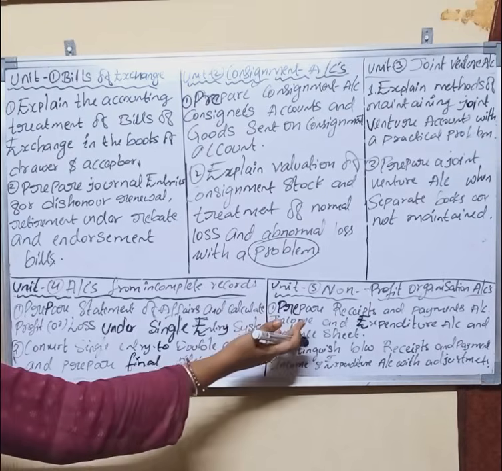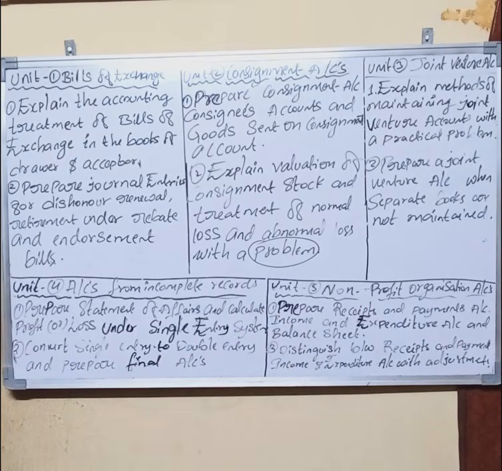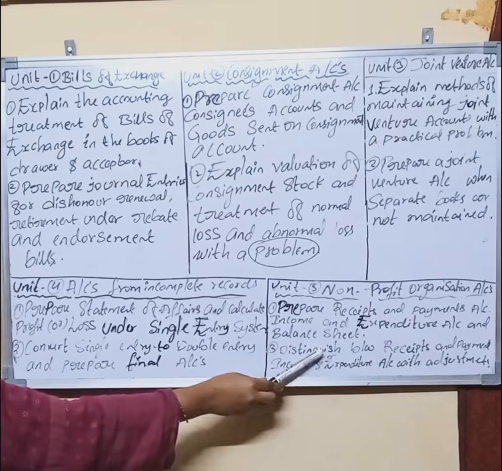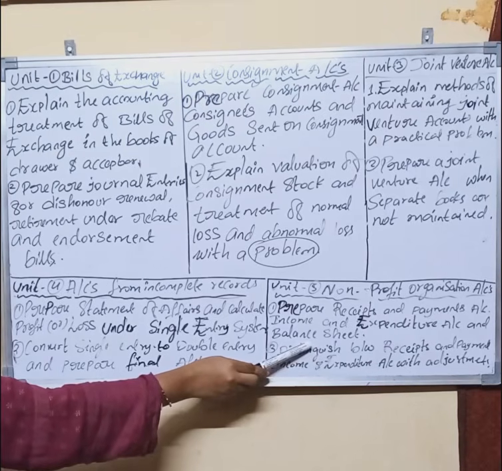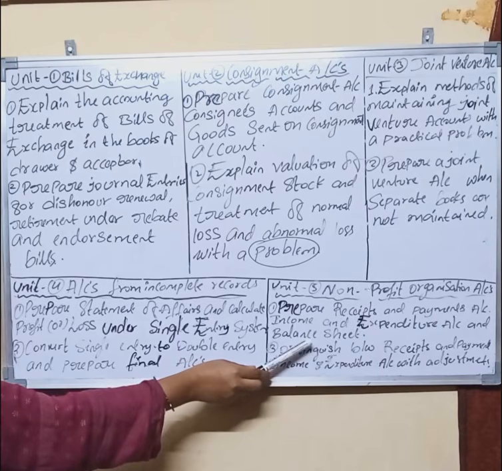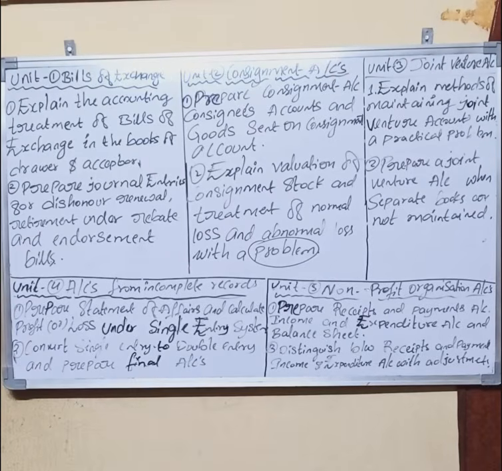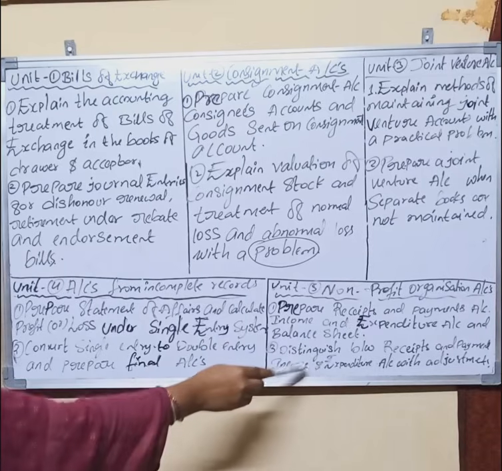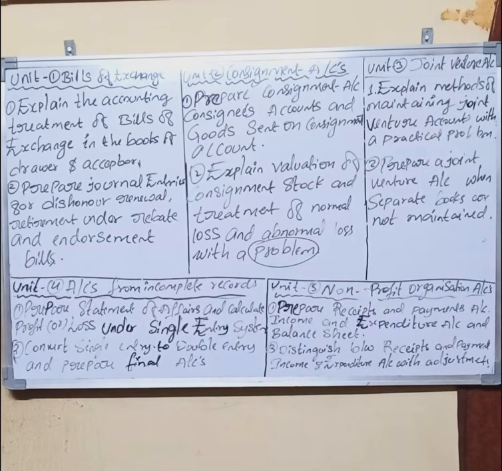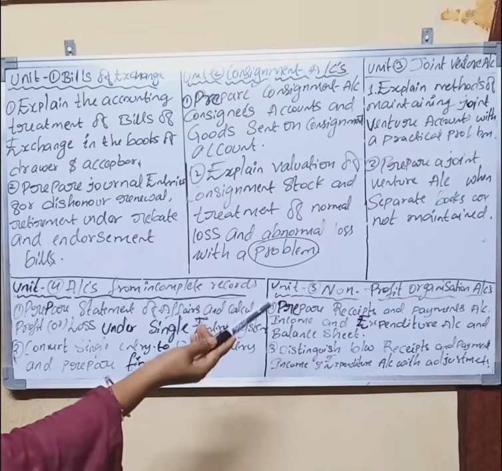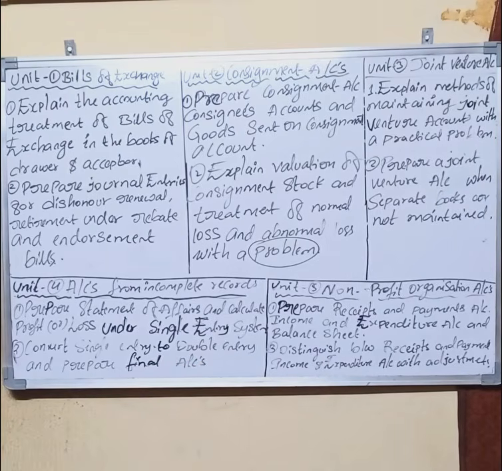Now coming to Unit 5. Unit 5 is all about the non-profit organization accounts: receipts and payments, income and expenditure, and a balance sheet. Receipts and payments account records cash transactions, while income and expenditure account records only the current year's income and expenses. The balance sheet shows the financial position of the organization. Differences between receipts and payments: receipts and payments include capital and revenue items, while income and expenditure account is prepared on the accrual basis and shows only revenue income and expenses. So already we have discussed.